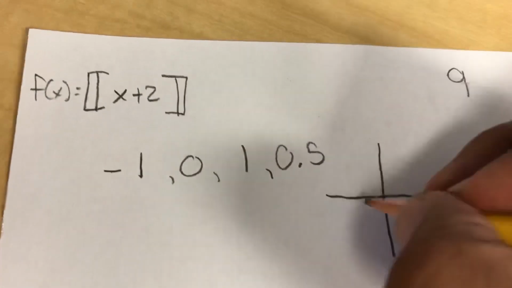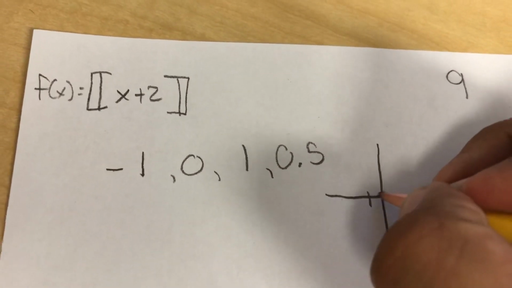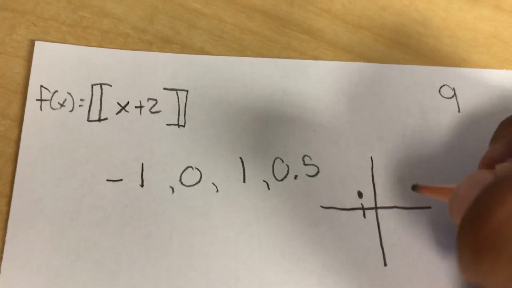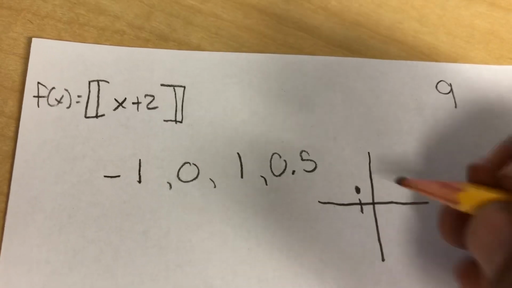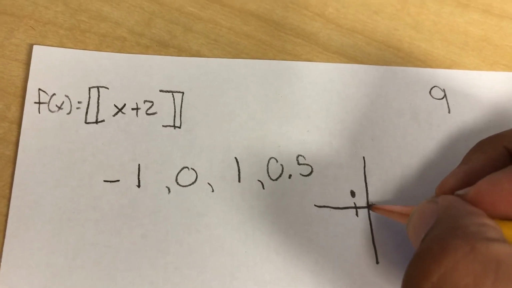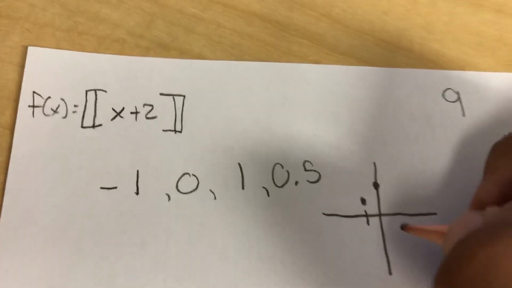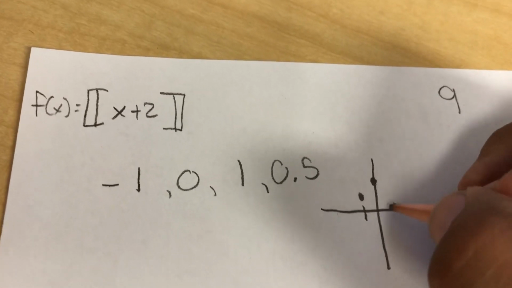So we put negative 1 in this equation, our answer is going to be 1. So that goes right here. If you put 0 in this equation, which is here, you're going to get 2. So 1, 2, right there. If you put 1 in this equation, you're going to get 3.